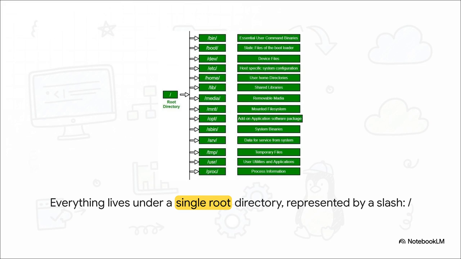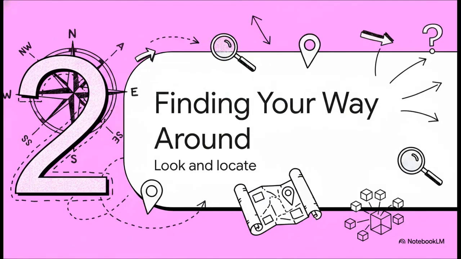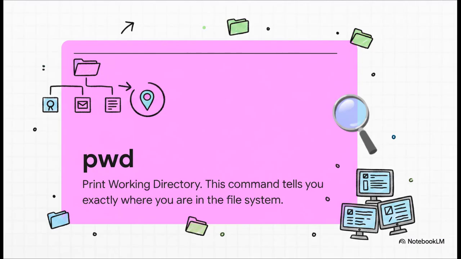The tippy top of the entire system is what's called the root directory, and it's just represented by a simple /. That's it. Every single file, every program, any device you plug in, it all lives somewhere inside this one structure. Okay, so now that we have our map, let's learn how to actually figure out where we are and what's around us. We're going to start with some simple, safe commands that just let you look around without changing anything. The very first command you should get to know is pwd.